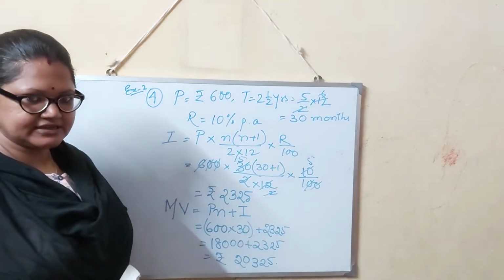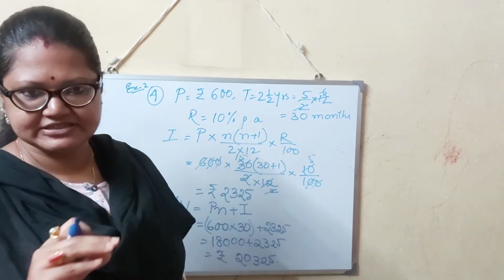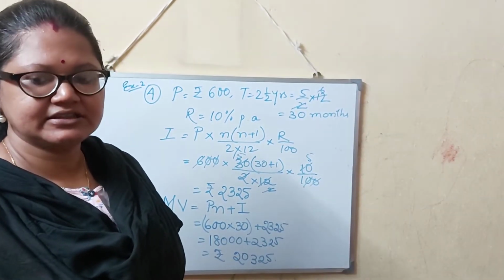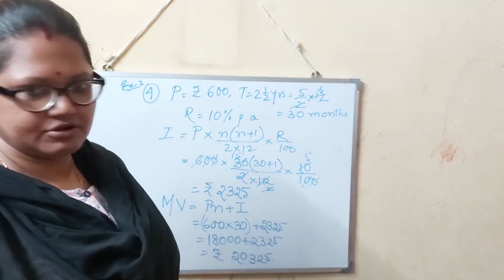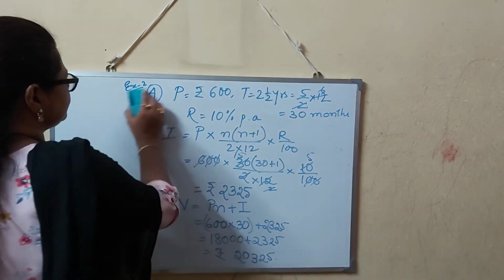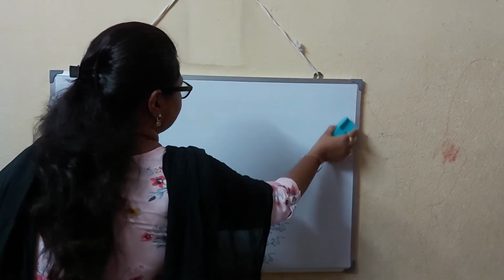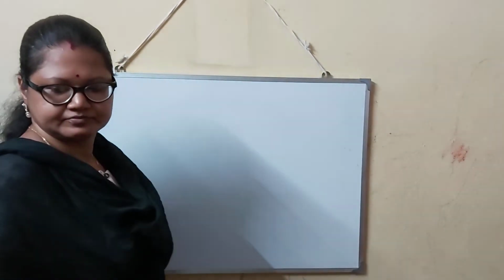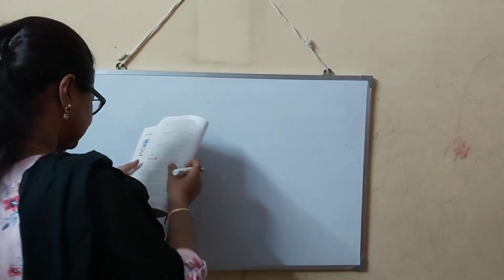Did you understand? It's a very simple sum, simple procedure, and it's completely formula based exercise. So you will just put in the formula and the respective values of each and every one and you solve it out. Okay? So let's move on to the next sum. Sum number 7.